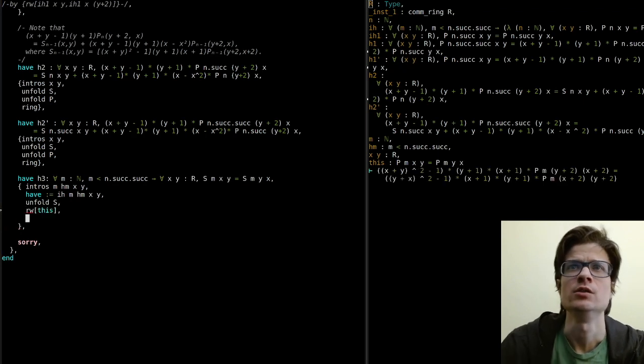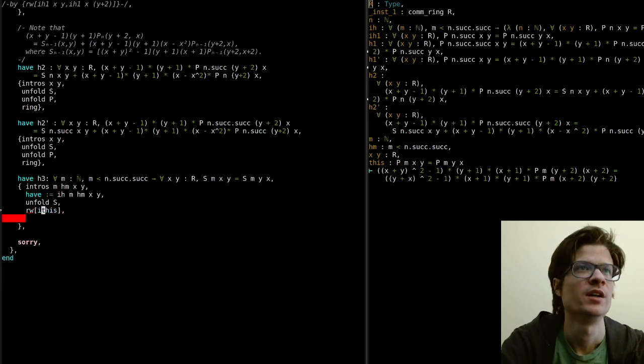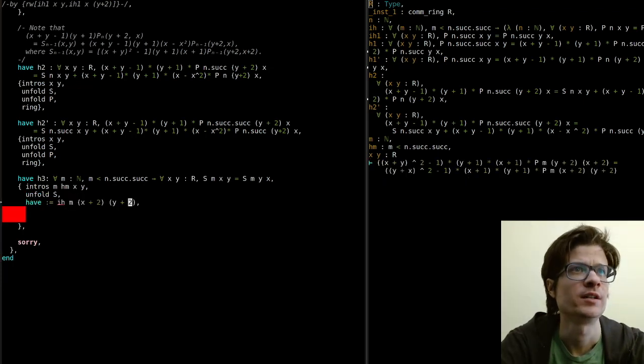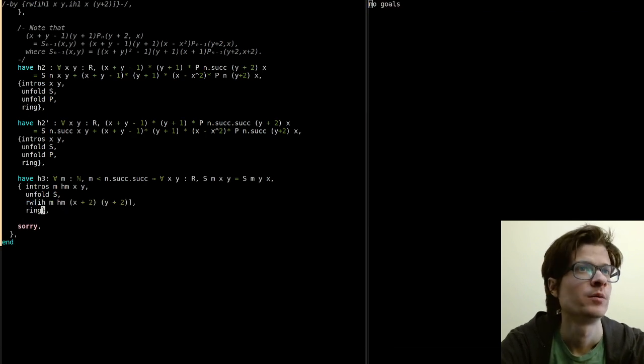I guess I gotta do inductive hypothesis with y plus 2, x plus 2, and x plus 2, y plus 2. Which way do I want to go? Doesn't really matter. IHM, why doesn't that work? Because I gotta put HM in there. Nice. I do have to unfold S in order to be able to do that rewrite, but that's not surprising.